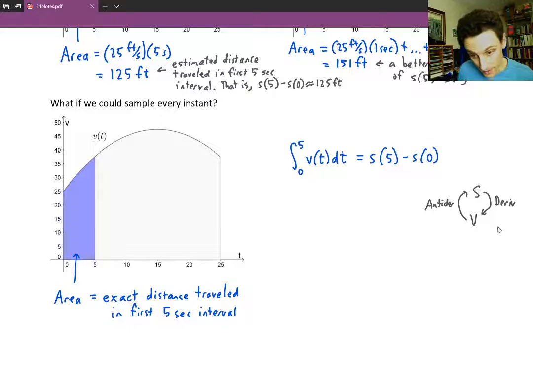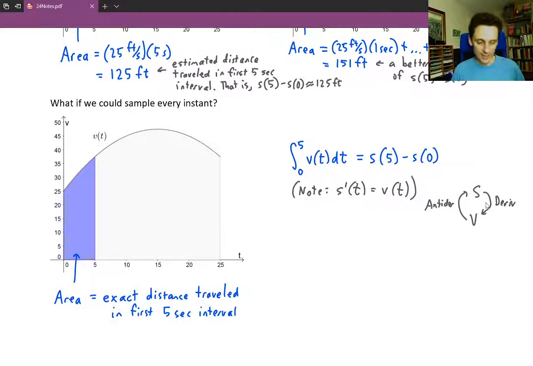So the key here is to notice that the position function is an antiderivative of the velocity function. We showed it visually here, and this is one of the ways we saw how to understand the relationship between position and velocity. So going from position to velocity, it's the derivative. Going from velocity up to position, it's the antiderivative.